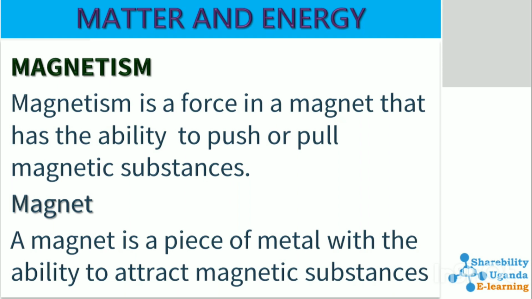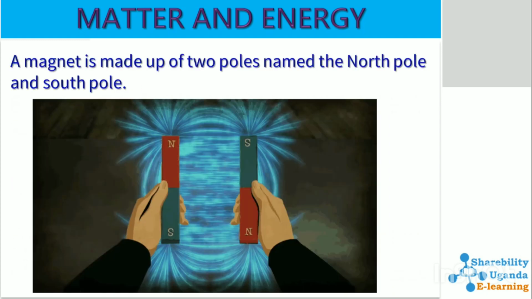Remember, magnetic substances are substances that can be attracted to a magnet, or are substances that can be pulled or pushed by a magnet. Substances that can be affected by magnetic forces are called magnetic substances. A magnet is a piece of metal with the ability to attract magnetic substances, or a piece of metal that has or produces magnetic force.